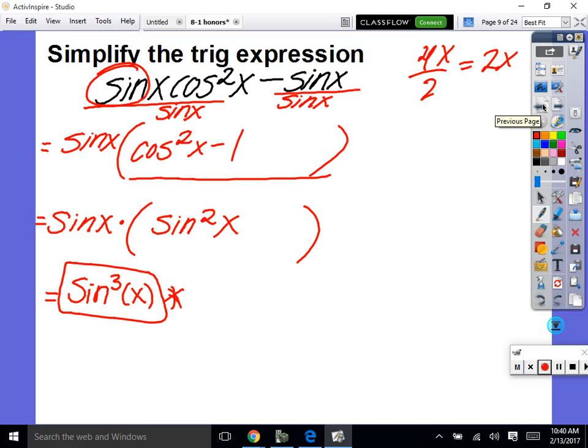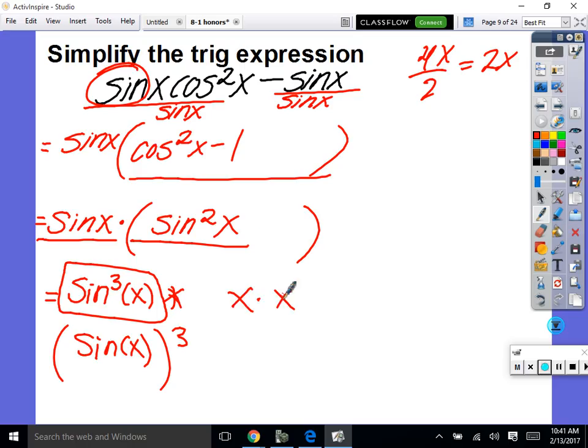Sine of x times sine squared x is sine cubed x, or you could write it like this: sine of x cubed. Same thing. Sine squared x just means we have 2 sine of x, because there's 1 sine of x times sine squared. Sine of x times sine squared of x is how many sines? 3. Does that make sense? So they just write it like that. They put the 3 here, but it means the same thing as this. Yes?